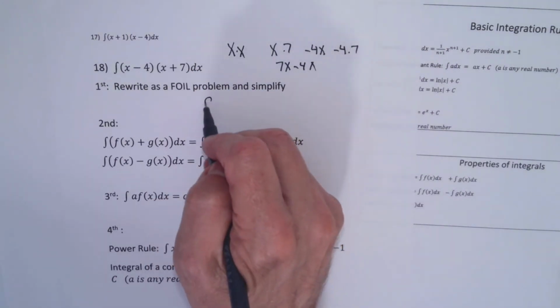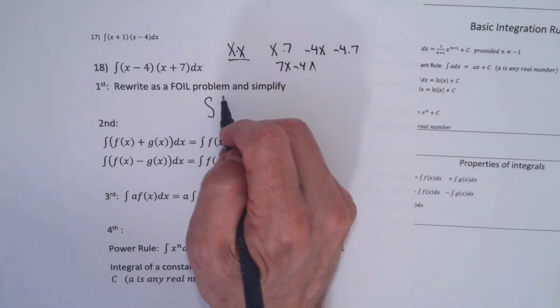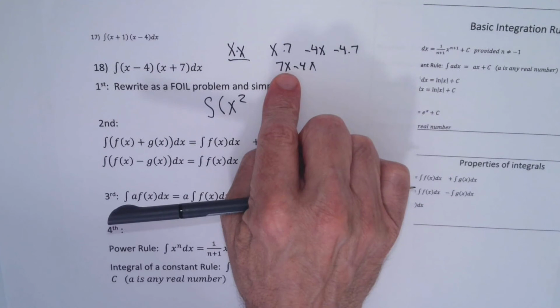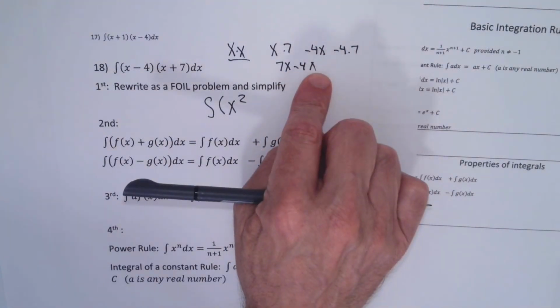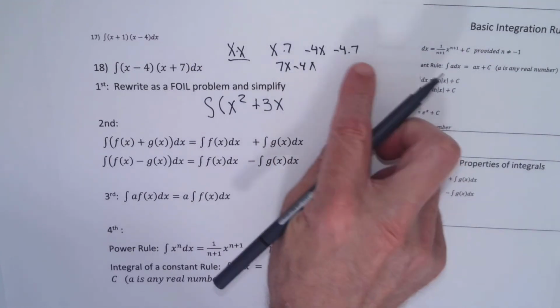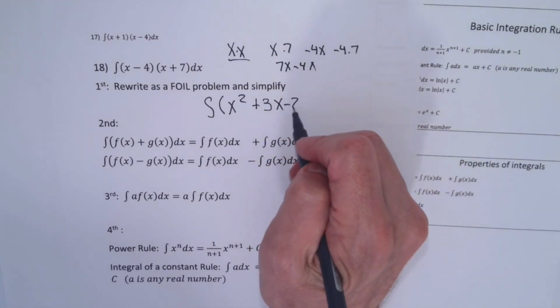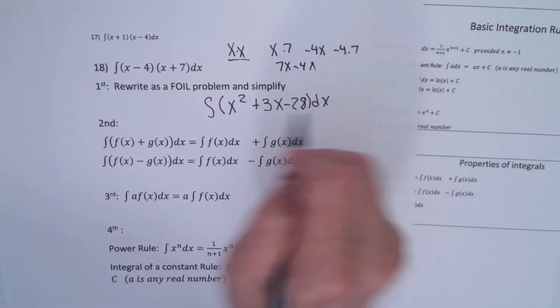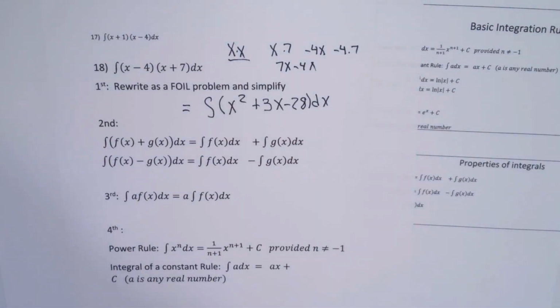So the rewriting of this: the x times x is going to give me an x squared. And then the x times 7 is a 7x, the minus 4 times x is minus 4x. Those will combine to be a positive 3x. The minus 4 times 7 is minus 28. Should write equals because this equals the line above it.